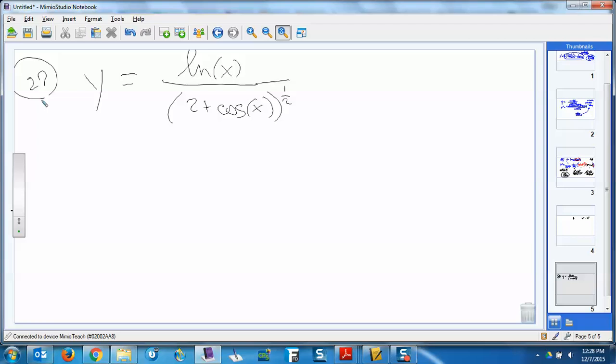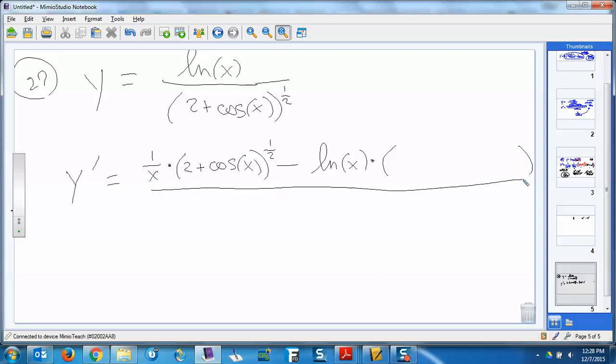Okay, so quotient rule. We start with the derivative of the top, which would be 1 over x, times the bottom left alone, which would be this, minus the top left alone, times the derivative of the bottom. Now, I can tell that's going to be messy, so I'm going to put some parentheses there. So the bottom left alone. So what do I do for the derivative of the bottom?